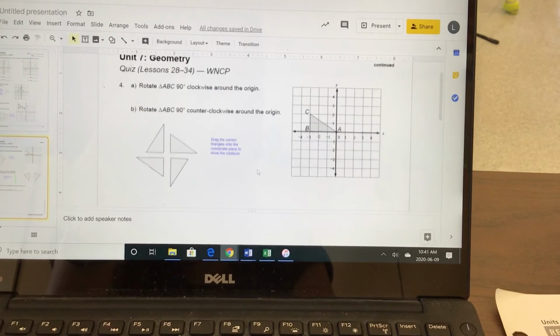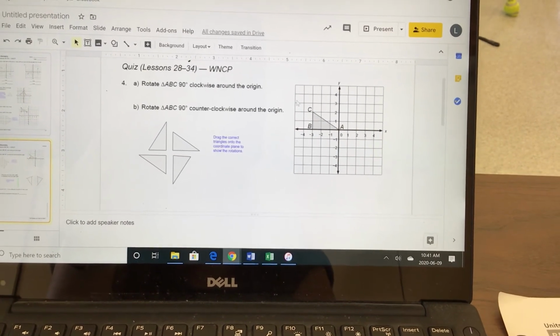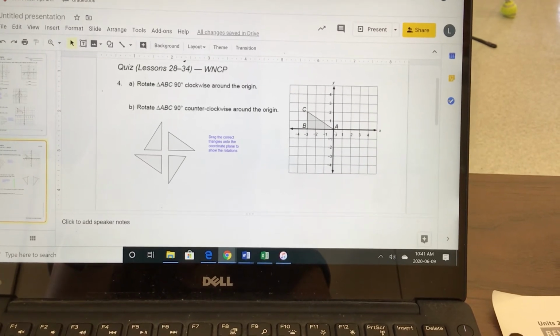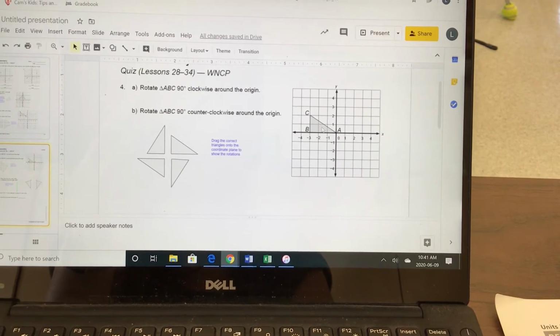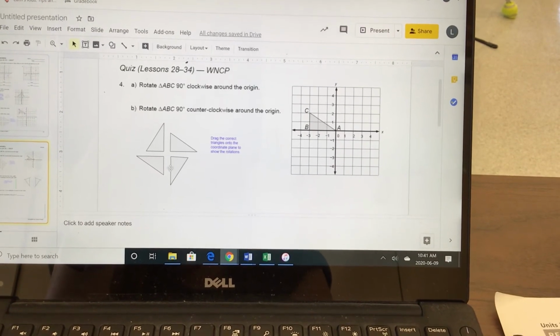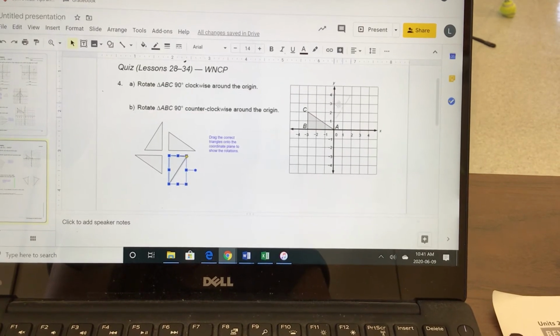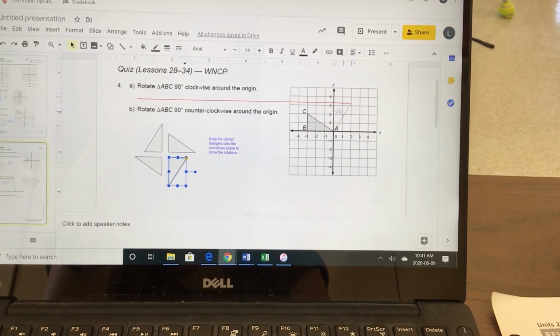So now we're doing rotations. So we'll start by rotating 90 degrees clockwise around the origin. Remember, the origin is in the center. So if this is here, if we're going clockwise, which one of these triangles will be facing the right direction? And then you can go and plunk it onto the grid.